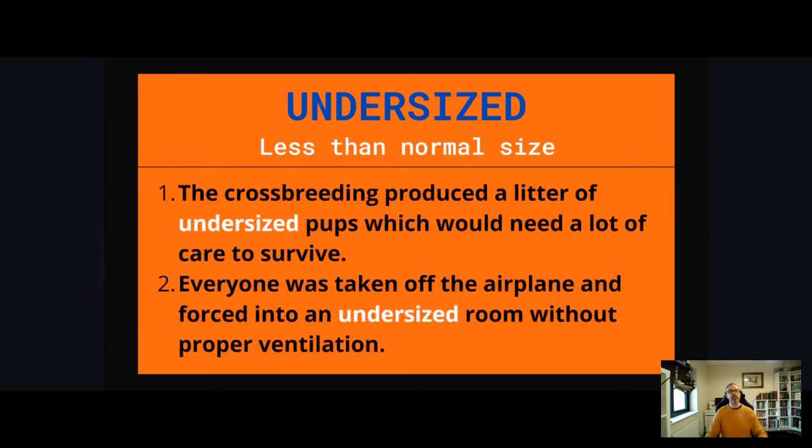So example 1, the crossbreeding produced a litter of undersized pups, which would need a lot of care to survive. Example 2, everyone was taken off the airplane and forced into an undersized room without proper ventilation.